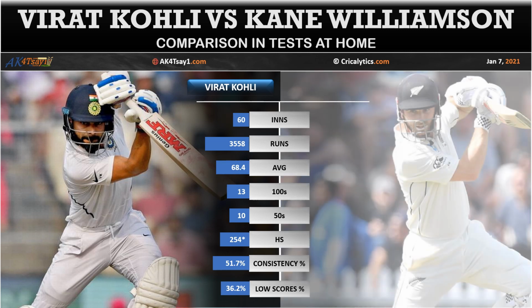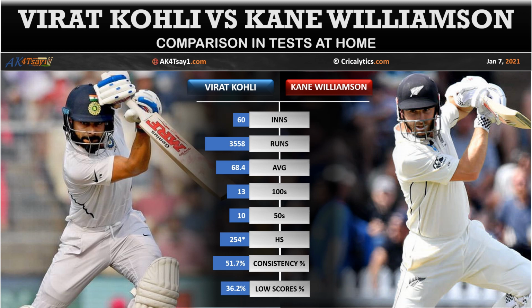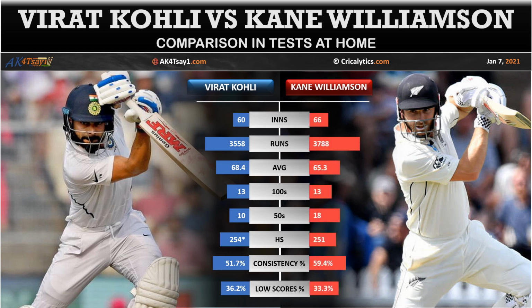Williamson's performance at home is equally good, with 3,788 runs from 66 innings at an average of 64.2. His best score came at home against West Indies in December 2020 when he scored a fabulous 251 runs. Similar to Virat, Williamson has 13 centuries at home, but that's 2 more than his away centuries. Meanwhile, Williamson's consistency stands at 59.4%, whereas his low scores stand at 33.3%, both better than Virat Kohli.